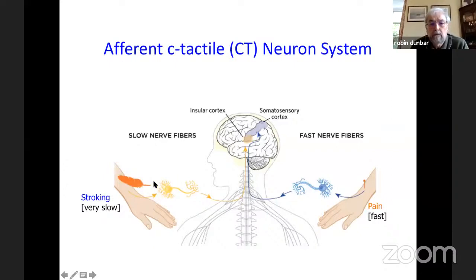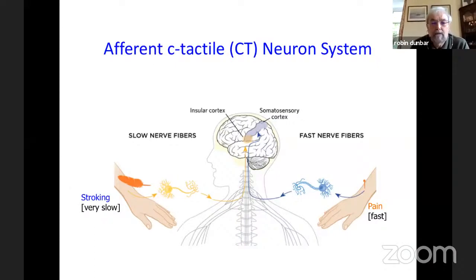The CT neurons are completely different. They are unmyelinated, which makes them extremely slow. They have no return loop at all. They go only one way, and they go up into the insular cortex up here, which is one of the main areas triggering endorphin output. And they respond to one stimulus and one stimulus only, and that is light, slow stroking at exactly 2.5 centimeters per second. So if you stroke somebody's hand at 2.5 to 3 centimeters per second, you'll get an endorphin rush in the brain. If you do it at 30 centimeters per second, you'll get no response at all.